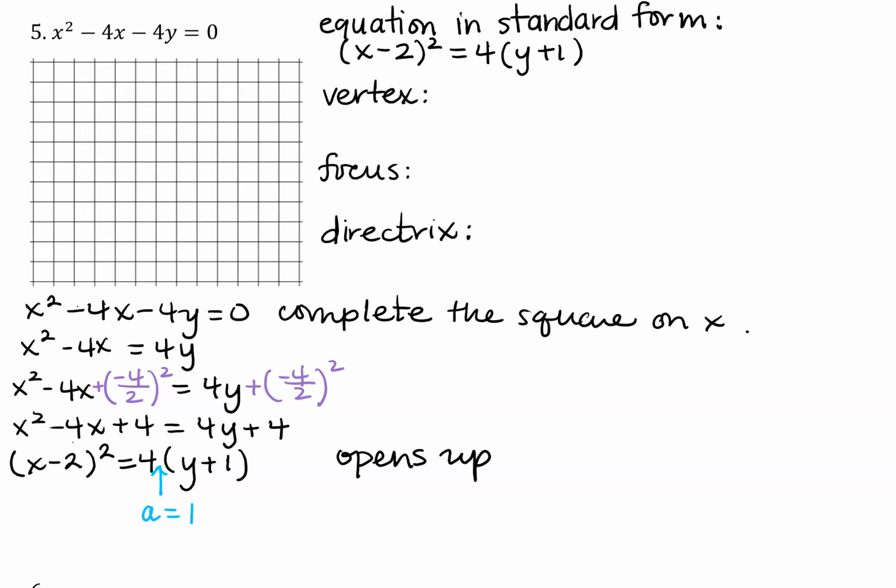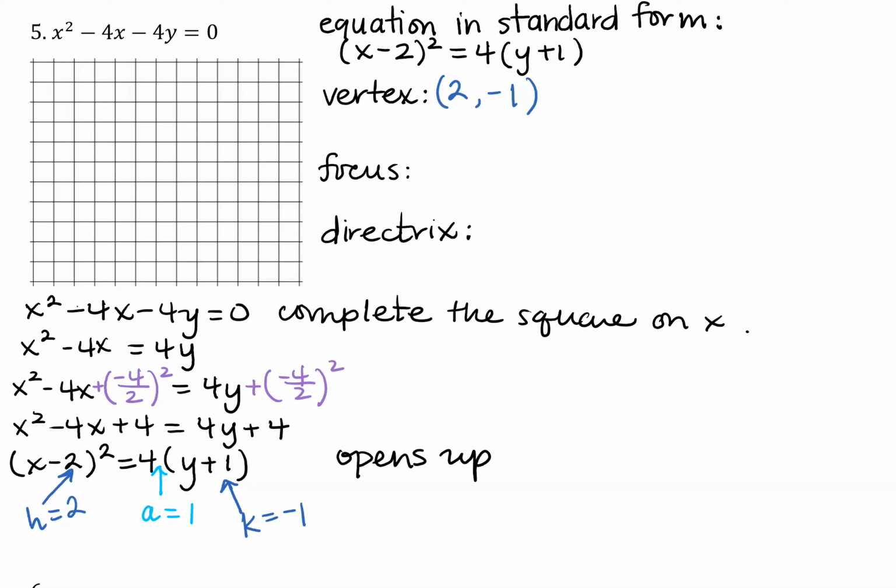We can read the vertex off. The h value is what is being subtracted from x. So our h is a positive 2. We always change that sign. If we see a minus 2 there, h is a positive 2. Same thing with k here. We see a positive 1, so k is a negative 1. k is equal to negative 1. It's what's being subtracted from y. h is a positive 2. So we have our vertex.